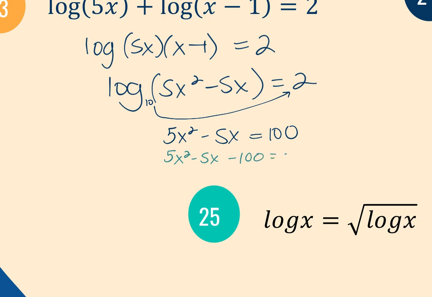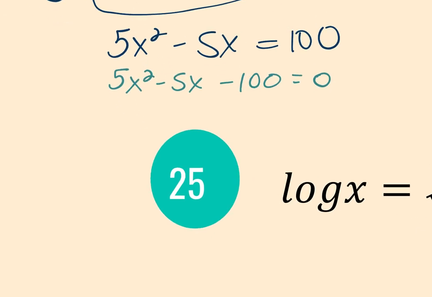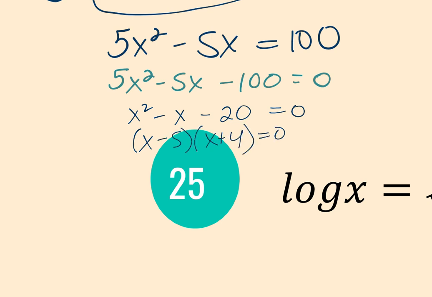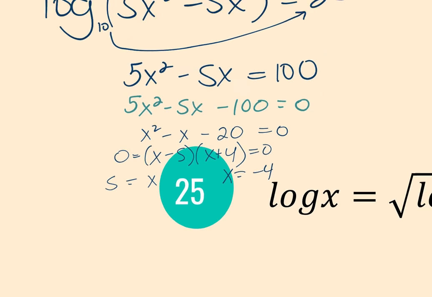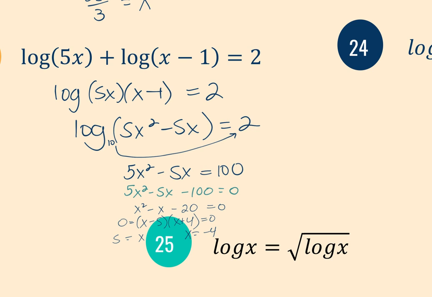This time I can make my life a little bit easier because 5 goes into all of that. This would be x squared minus x minus 20 equals 0. And then I get x minus 5 and x plus 4. Split and solve. And I get x equals 5 and x equals negative 4. Now I have to check. If I plug in 5 into both of these, positive 5 is fine. I get to keep it. But if I plug in negative 4 here, I'm trying to find log of negative 20, which you cannot find. I rule out the negative 4 and keep only the 5.